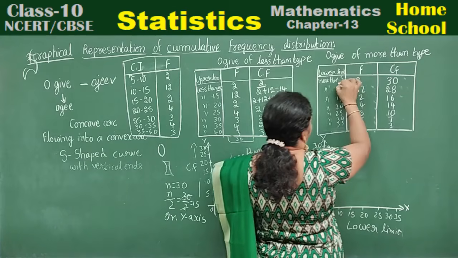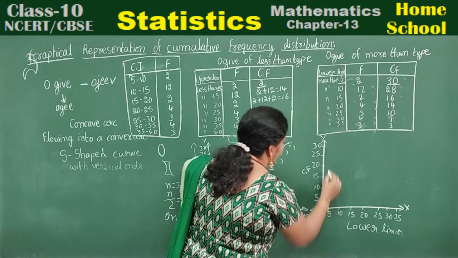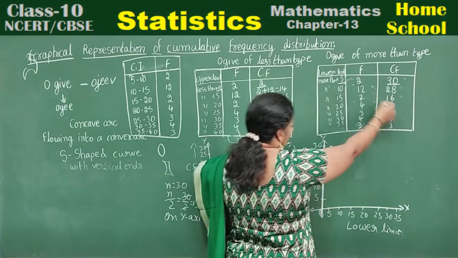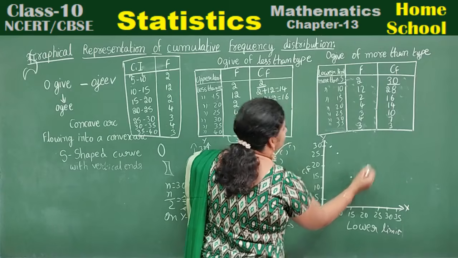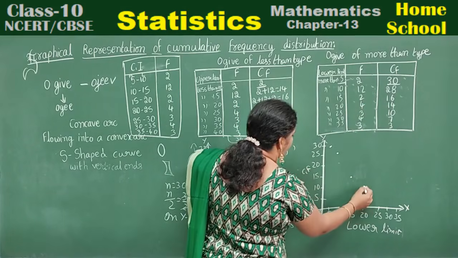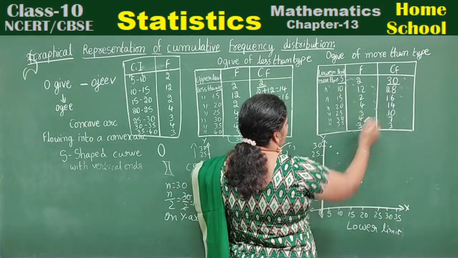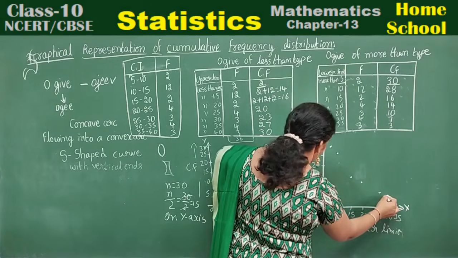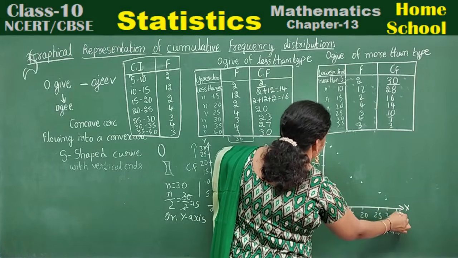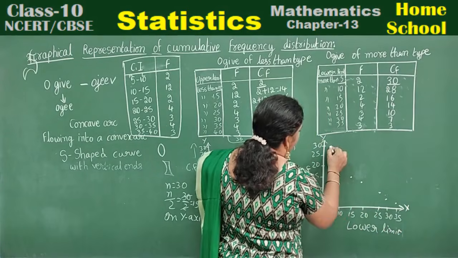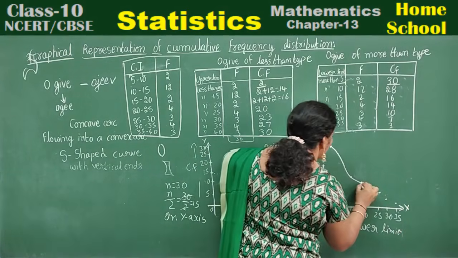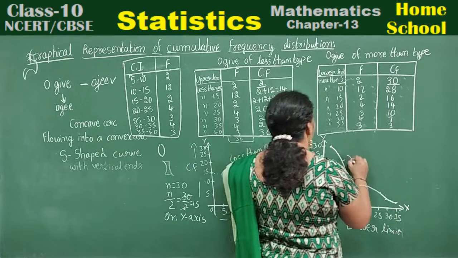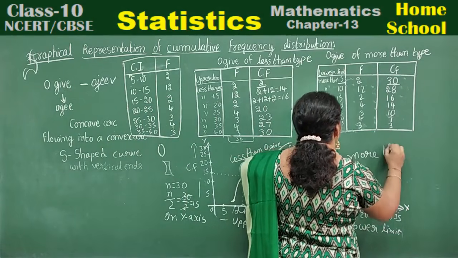Now take the coordinates as 5, 30. Okay. 10, 28. 15, 16. And now 20, 14. Then 25, 10. Then 30, 7. Here it is. Then 35, 3. So your freehand curve is like this.